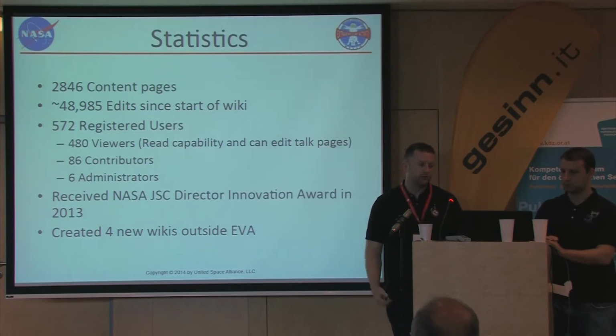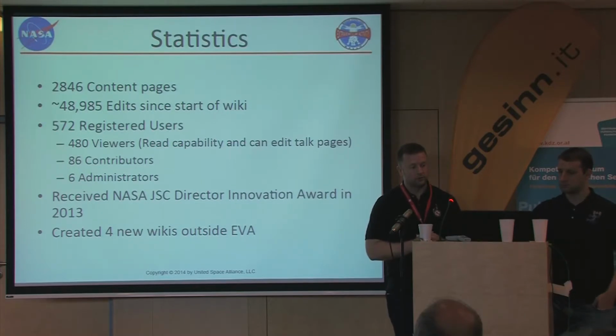So here are some statistics about our wiki. It's been about 2 years now that we've been running with it. It's a fairly small group compared to a lot of the other examples you've seen, and we expect all of our users, at least in the EVA group. We've got 570 registered users, but of those 86 are contributors, and about 50 are in the EVA group. So we have a few people outside our group. We were given an award by the JSC director for innovation. That was a nice acknowledgement of our work.